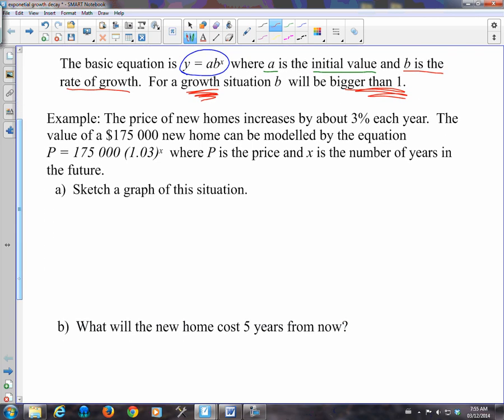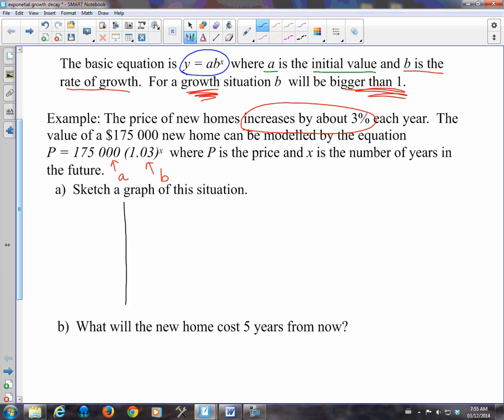So the price of a new home is increasing by about 3% each year. So there we go. It's increasing by 3% each year. The value of a $175,000 new home can be modeled by the equation P equals 175,000 times 1.03 to the exponent x. So there's our initial value, and there's our growth rate. P is the price, and x is the number of years.